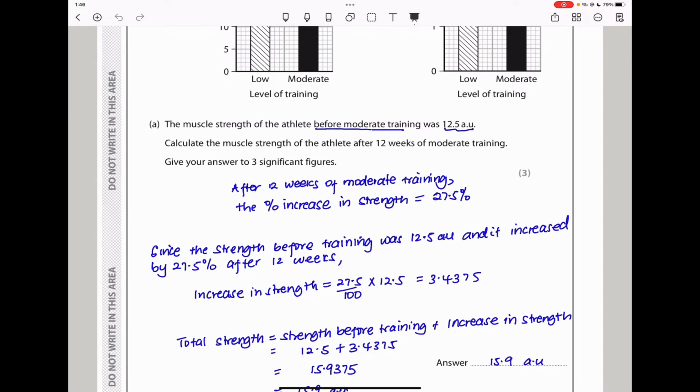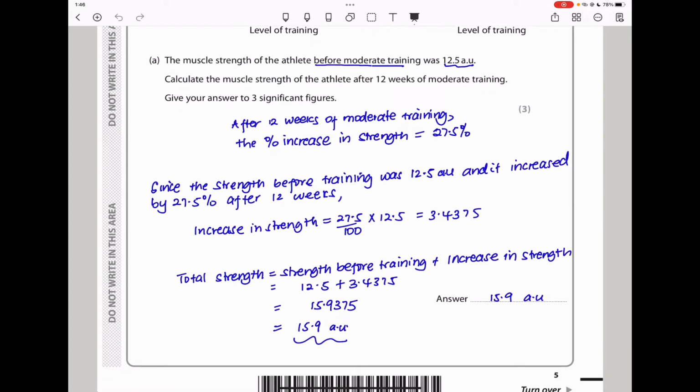And to find the muscle strength after, it should be the initial muscle strength before the training plus the change that has occurred. So you can see the strength before the training, which is 12.5, plus the increase in strength, which is 3.4375. If we combine them together, we get 15.9.